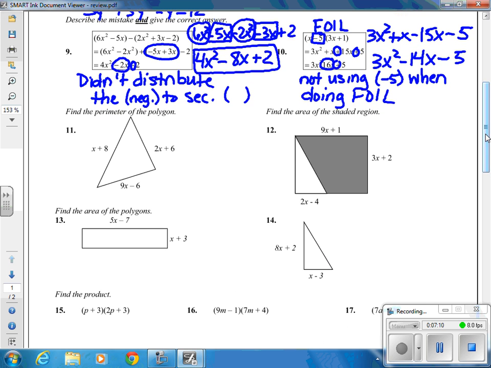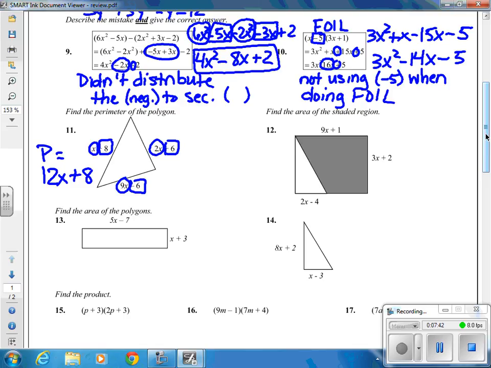All right, number 11 is asking you to find the perimeter of the polygon. Remember, perimeter is adding up all the outsides, which is basically no different than saying combine like terms. So start with your x's, walk around and grab them all. I have an x plus a 2x plus a 9x. 1 plus 2 is 3, 3 plus 9 gives me 12x. Then go and do the same thing with your constants. I have a positive 8, a positive 6, and a negative 6. 8 plus 6 is 14. 14 minus 6 is going to give me positive 8. So my perimeter expression for number 11 is 12x plus 8.